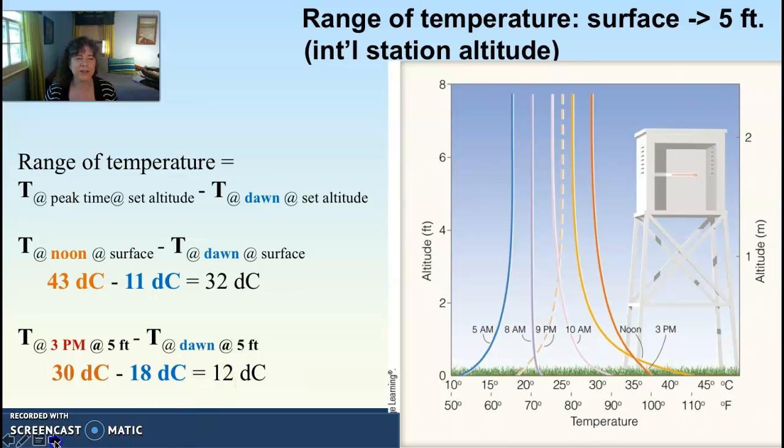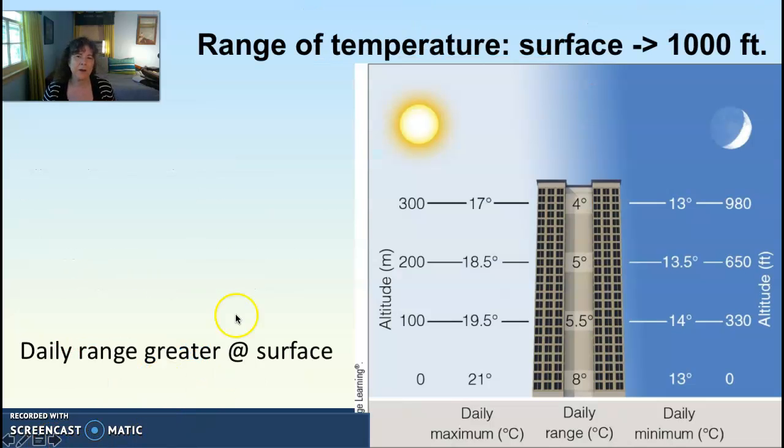And that correlates to what we see at skyscrapers. For instance, if we compare the range of temperature at the surface to 1,000 feet up, you would note that at the surface, you had a range of temperature that might range between 21 degrees Celsius and 13 degrees Celsius overnight, an 8-degree change of temperature. But up at the top of that skyscraper, you get much less of a range of temperature because the surface heating really drives that difference. The range of temperature is greatest at the surface. That's it for that.